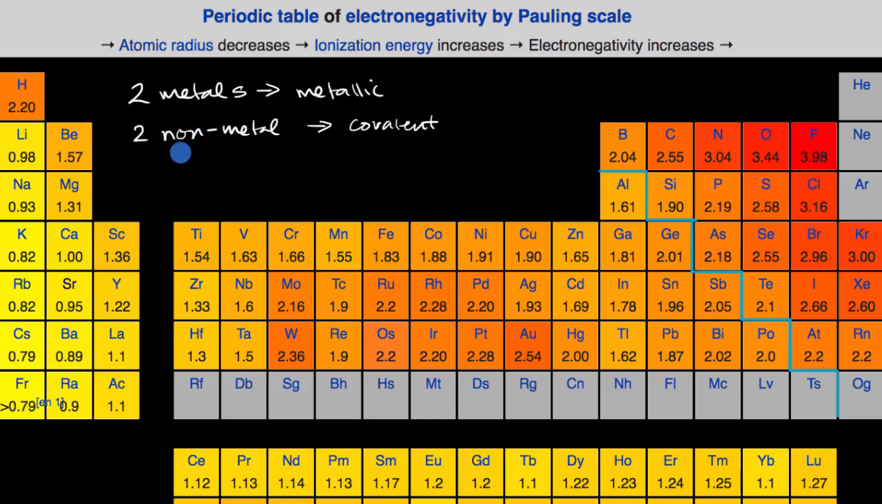And the general rule of thumb is if you have one metal and one nonmetal, this is likely to be an ionic bond. These are the general rules of thumb. What I want to do in this video is to better appreciate that bonding is really more of a spectrum.